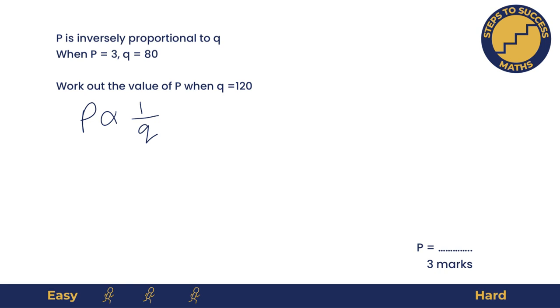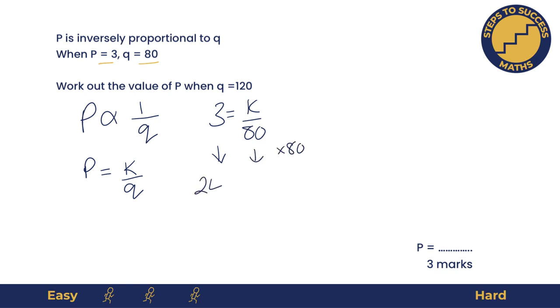And now we're going to replace our inverse proportion with our K. So P equals K over Q. Now we're going to put in the values we know. P is 3, Q is 80. 3 equals K over 80. We want to get rid of this divide by 80, so multiply by 80. 3 times 80 is 240, and that's K.